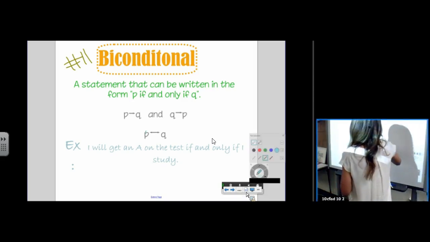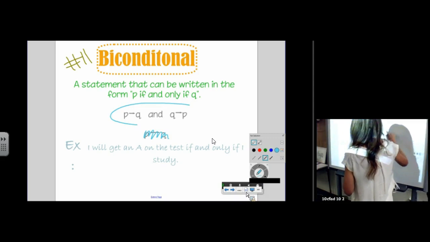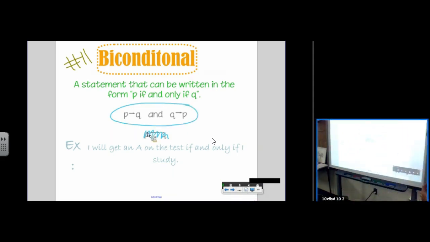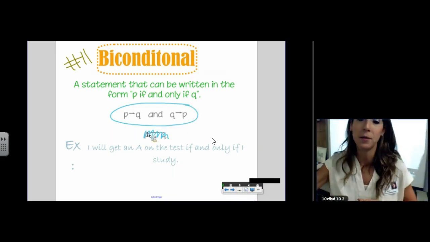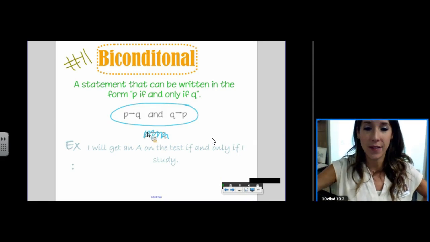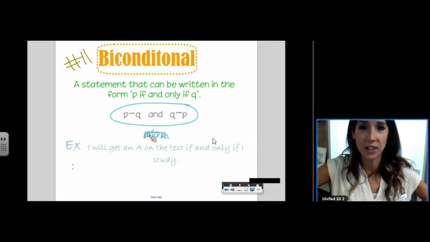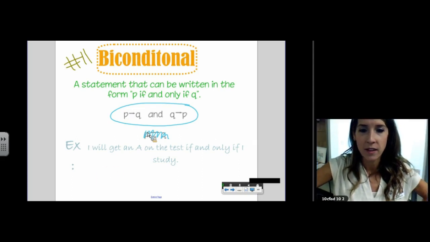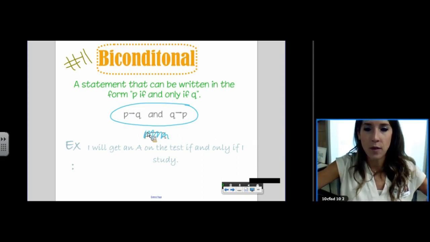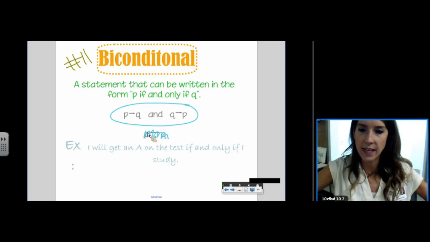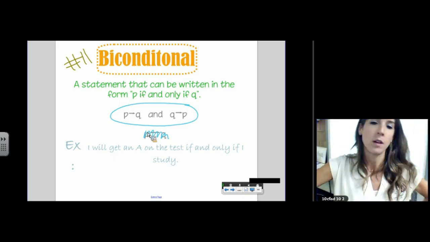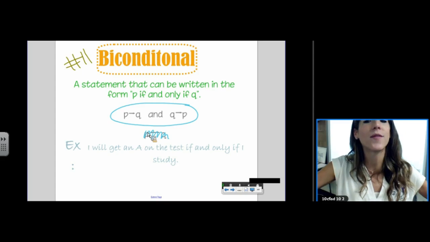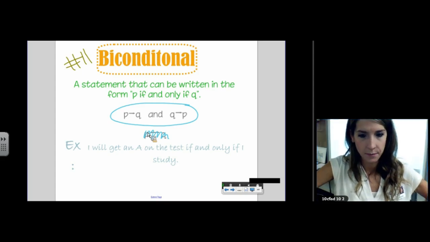I think here's the notation right here. Got to edit these notes a little bit. I will get an A on the test if and only if I study. I'm not saying that's true. Some of you can get an A on the test without studying. But that's an example of a biconditional. You can just write that example instead of the pizza one. I will get an A on the test if and only if I study.